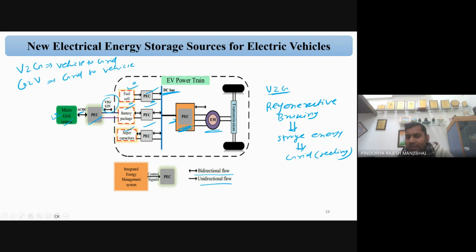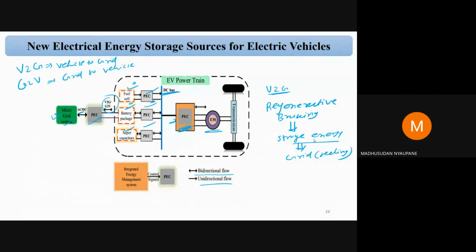So we have an electric vehicle, okay? By regenerative braking operation, we can generate electricity from our electric vehicle. We can store this electricity in our battery, so there is an energy storage system. And once we store the energy, we can feed this energy to the grid and earn money. Maybe 5 rupees per unit, maybe 10 rupees per unit, maybe 3.5 rupees per unit. Whatever units you sell to the grid, you can earn the amount, correct? So that is V2G technology.